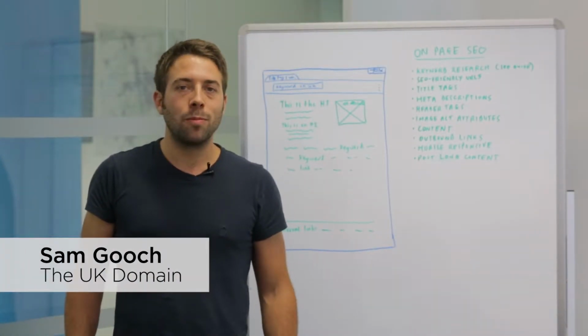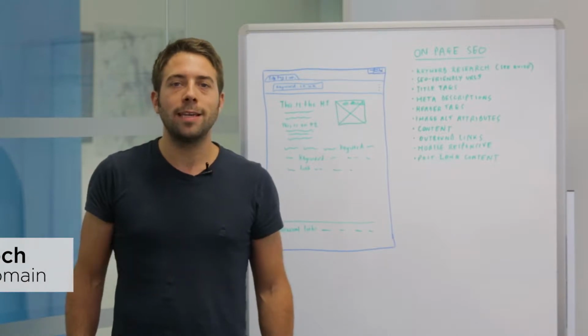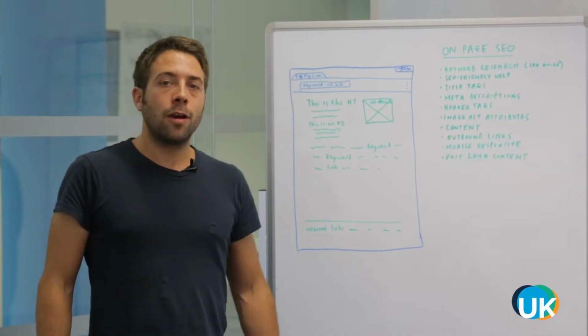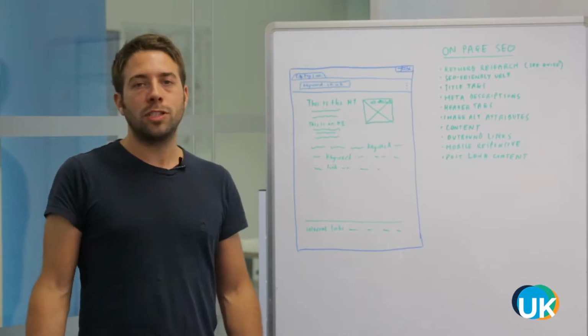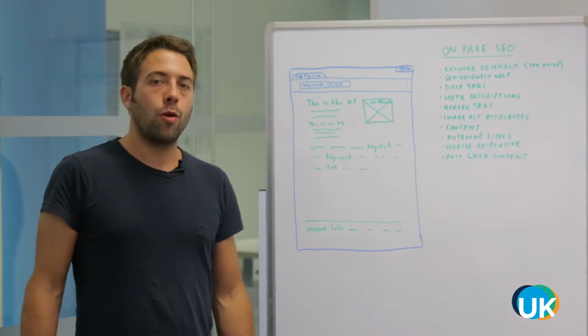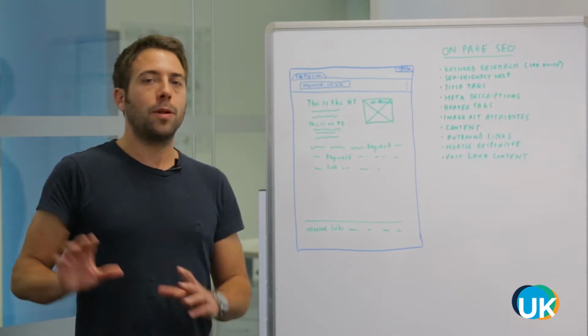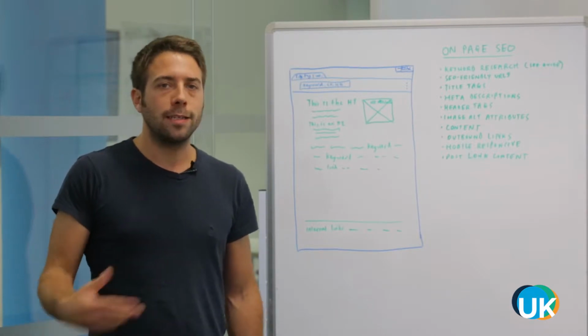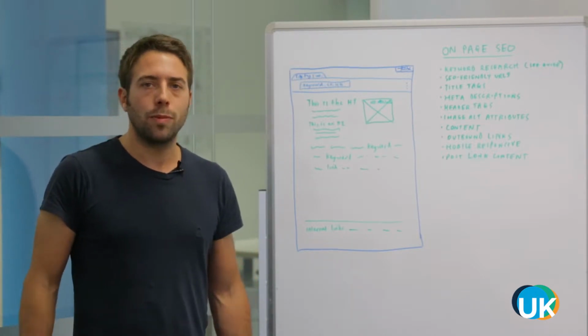Today's question comes from Carol at theartclass.uk and she asks, what is on-page SEO and how can I use it to improve my rankings? So on-page SEO refers to everything that you have the control to change on your website. Just so you're aware, off-page SEO are things that happen away from your website that you have less control over. So these are things like people linking into your website and perhaps your social media channels and that kind of stuff.